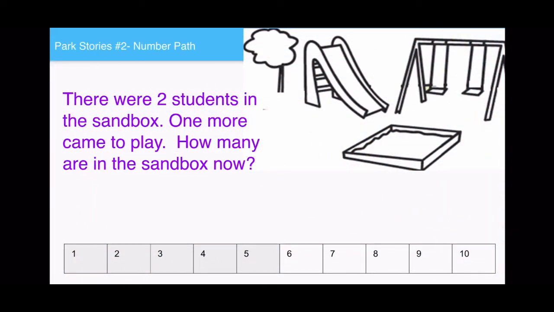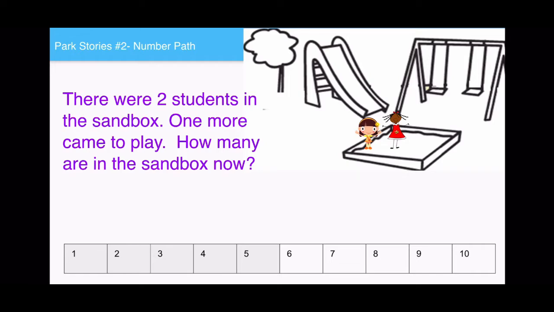In our first problem today, friends, there were 2 students in the sandbox. One more came to play. How many are in the sandbox now? Well, remember, I'm going to show you on my number path while you're going to show them with your counters. So let's go back to our problem to see where we should begin.